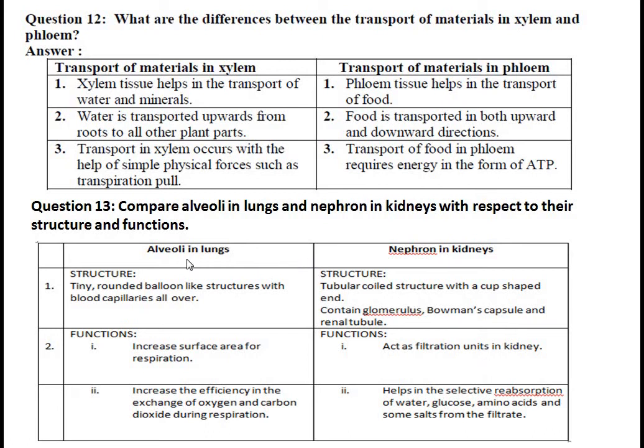All the 13 question answers I have given. You write it in your copy and complete the notes. This chapter is already ended. This is the end of this chapter, chapter 6. Next week we will learn the new chapter, chapter 7. So before that you have to complete the notes, you have to complete the diagrams. Question answers, everything you have to complete.